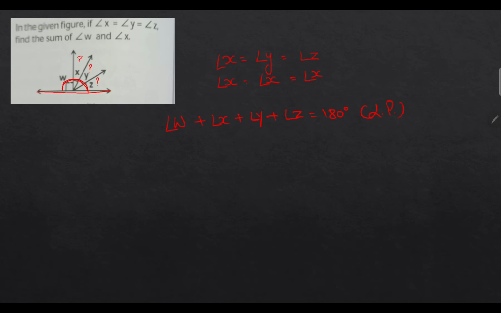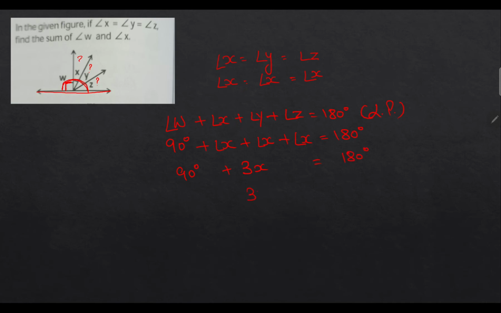So angle W, it is of 90 degree. You can see it is 90 degree plus angle X. I will write angle Y also as angle X, angle Z also as angle X. Together all these X will make 3X. 90 degree plus 3 times angle X is equal to 180 degree.